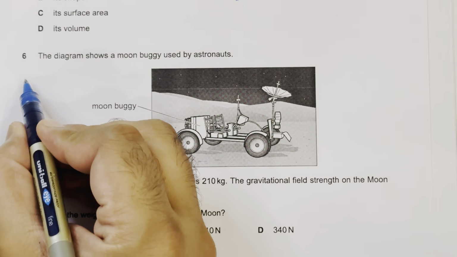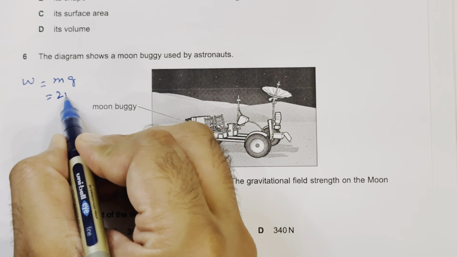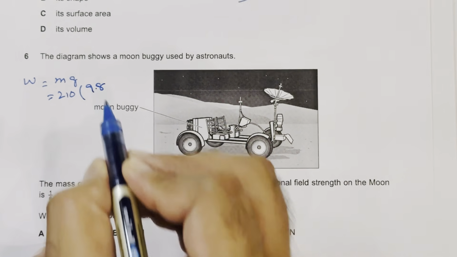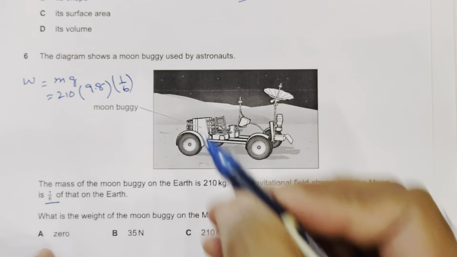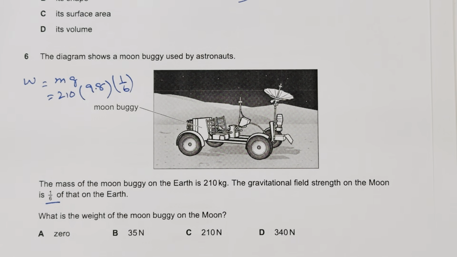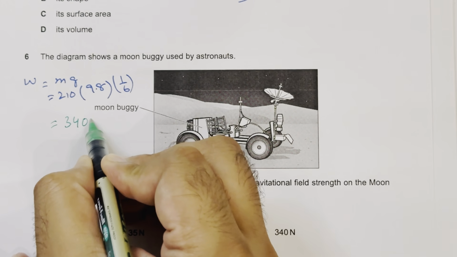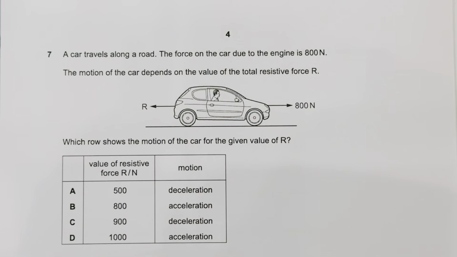So we're going to calculate with the formula W is equal to mg. We know that mass is 210 and the value of g should be taken as 9.8, and it is 1/6 of that on the moon. So we're going to multiply by 1 by 6. After calculating this, we get the answer that is equal to 340 Newton. So our answer should be option number D. Again, this was not a difficult question, an easy question. Moving to question number 7.